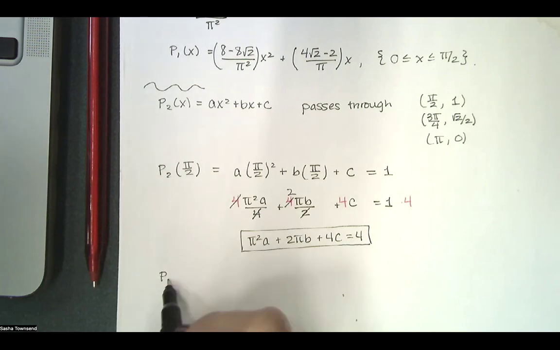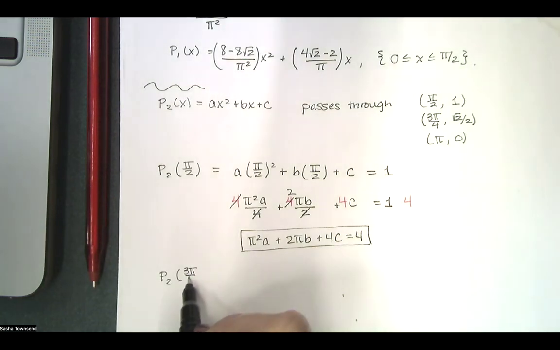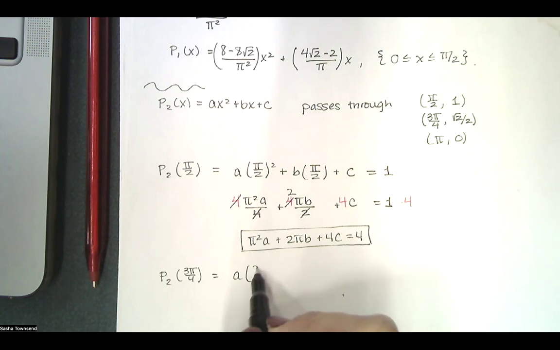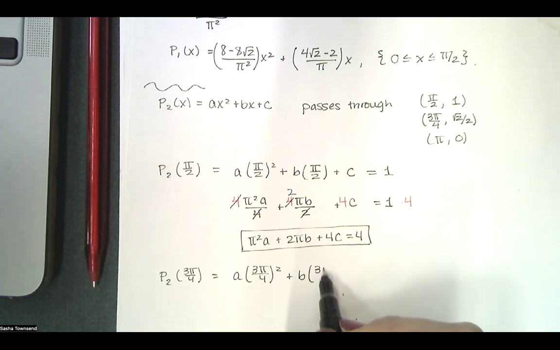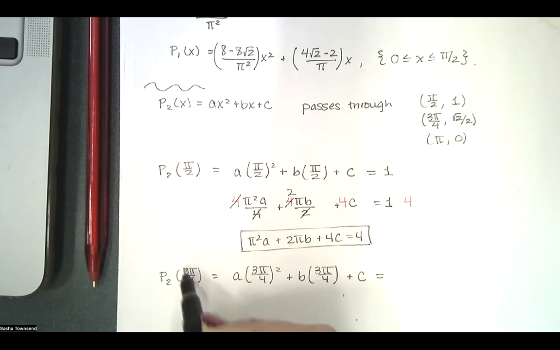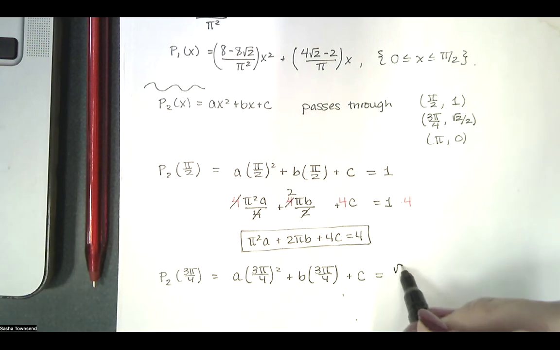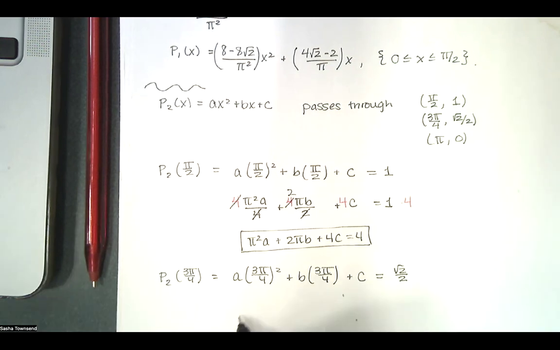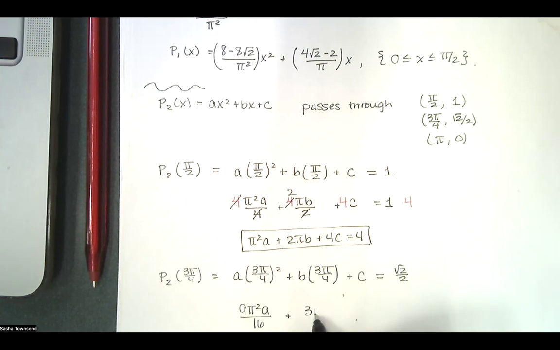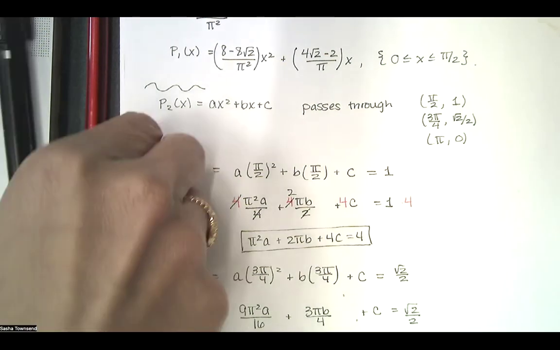If we evaluate at 3 pi over 4, we get a times 3 pi over 4 quantity squared plus b times 3 pi over 4 plus c equals the function value at 3 pi over 4. The original function was sine of x, so that was square root of 2 over 2. If you simplify, you have 9 pi squared times a divided by 4 squared, which is 16, plus 3 pi times b divided by 4, plus c equals square root of 2 over 2.